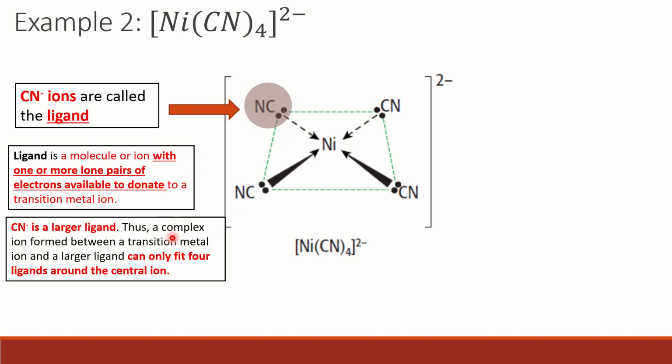Now the overall here, you can see just now we had 6. Okay, it can form 6 dative bonds. But here we can only have 4 dative bonds. What's the reason? Look here. CN minus is a larger ligand. Thus, a complex ion formed between a transition metal ion and a larger ligand can only fit 4 ligands. So imagine before you could fit 6 small balls into a box. Now you have larger balls that you have to fit into a box. Of course, you have to reduce the number, correct? Same thing with this one: because CN minus is larger, it can only accommodate up to 4 dative bonds.